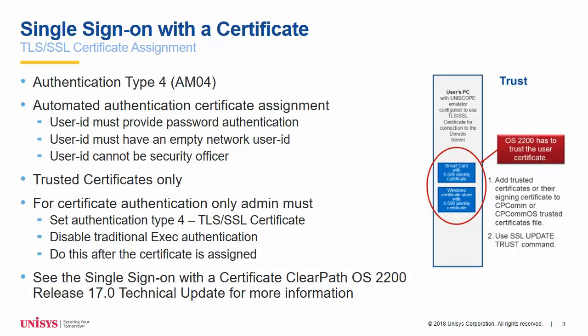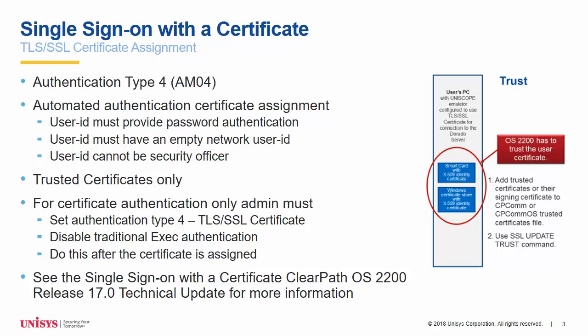Because of this, automatic certificate assignment can be prevented by setting a network user ID in the user ID record or by ensuring the user ID does not allow password authentication. The only user ID that cannot be automatically updated is the security officer. This restriction ensures that changes to security officer authentication are made deliberately.